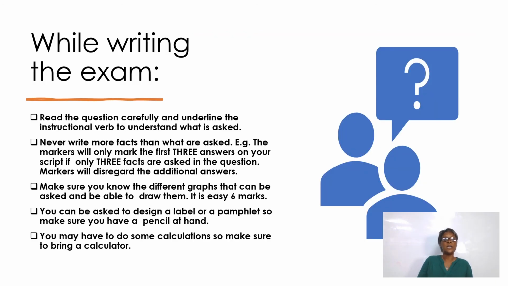Read the questions carefully. Underline the instructional verb to understand what is asked. This is steps that you can remember while writing the exam. Never write more facts than what are being asked. Example, the markers will only mark the first 3 answers on your script if only 3 facts are asked in the question. Markers will disregard the additional answers. Make sure you know the different graphs that can be asked and be able to draw them. This is the part where you can score easily 6 marks.